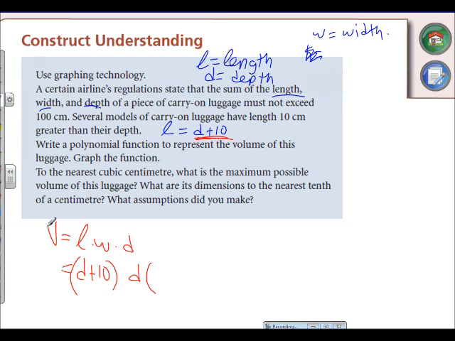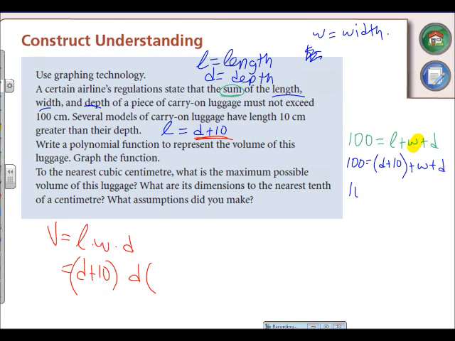Well, W, we know that the whole thing altogether must not exceed 100. So the sum of them, we're going to add up, 100 has to equal the length plus the width plus the depth. So we need to solve for W here in the algebra. The length is D plus 10, so 100 equals D plus 10 plus W plus D. Let's subtract all that over.